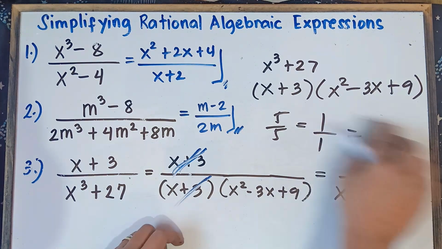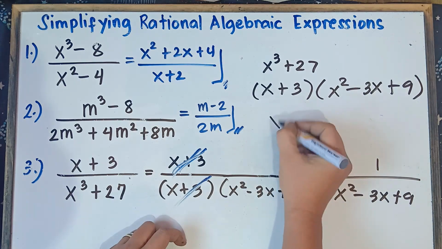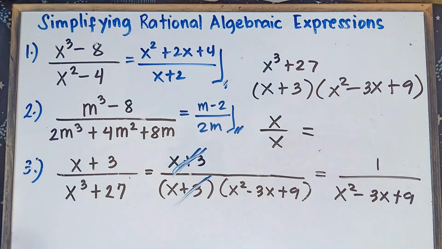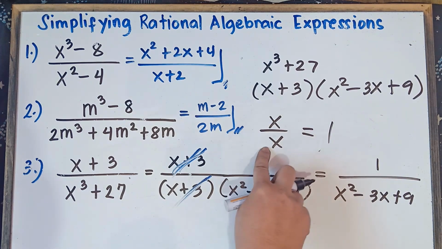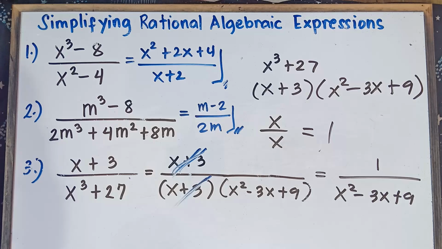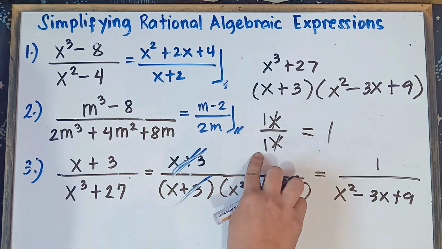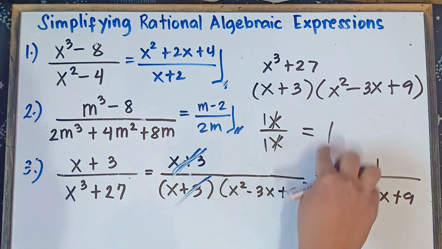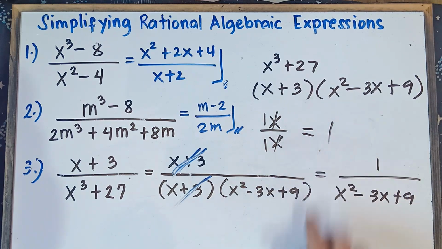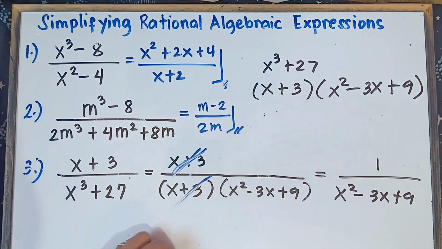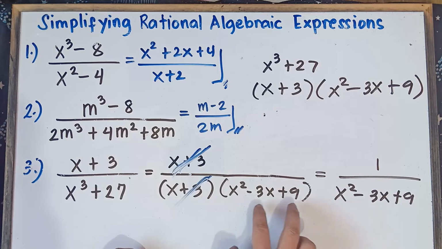So once again, class, any expression, for example x divided by x, the answer is 1. It's not 0. Once again, x divided by x, the answer is 1. We can simply cancel this out. The answer is 1 because I understood that there's 1 here. 1 divided by 1 would be equal to 1. So x divided by x, the answer is 1. Therefore, we cancel this out, cancel this out, cancel this out, and then your remaining answer would be x squared minus 3x plus 9, right?